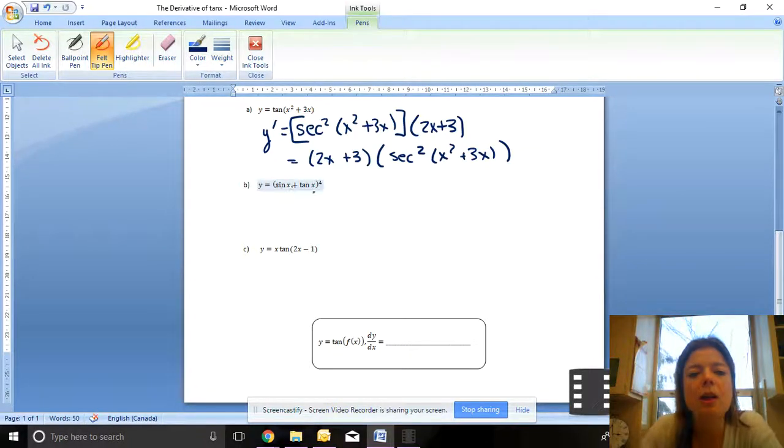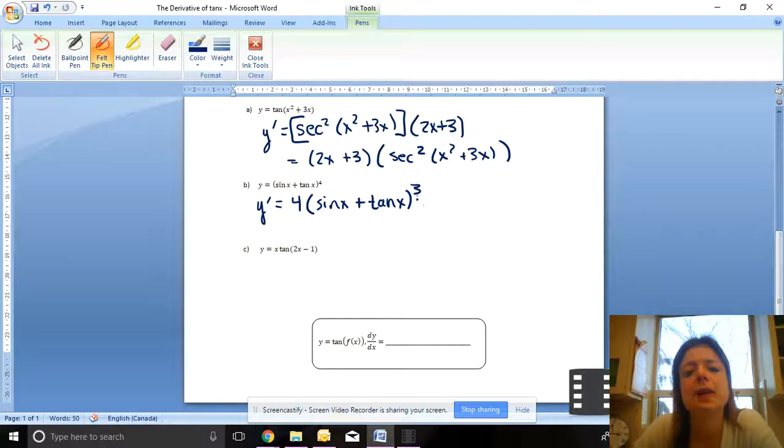All right, try this one. This is just blah to the power of 4. So you should treat it like blah to the power of 4. So blah to the power of 4 is 4 blah, keep blah the same, to the power 3 times the derivative of blah. So now I do the derivative of sine x is cos x. And then the derivative of tan x is sec squared x. That's it.